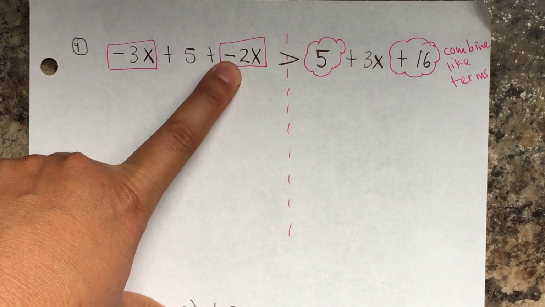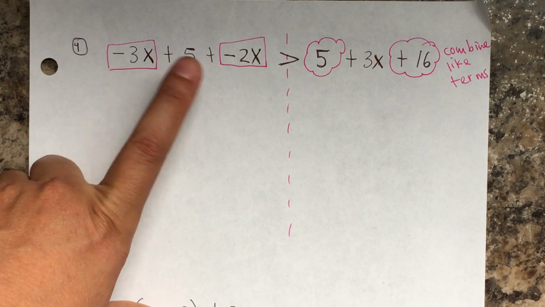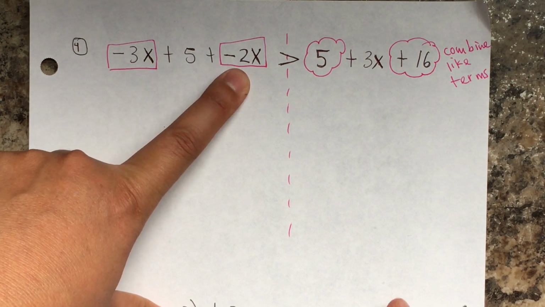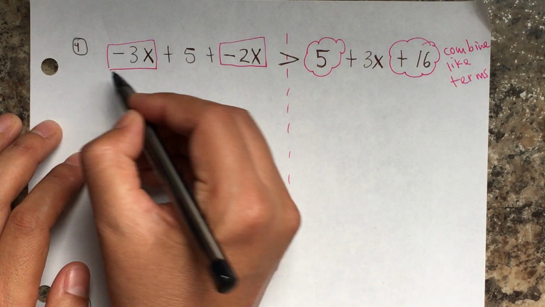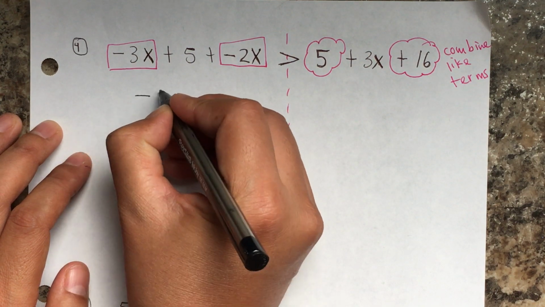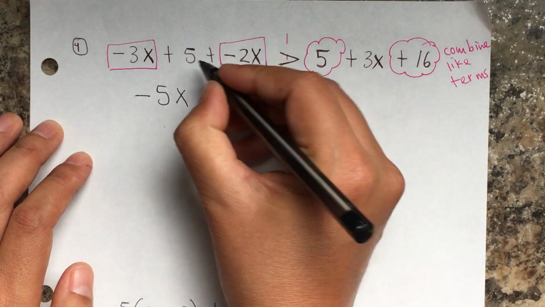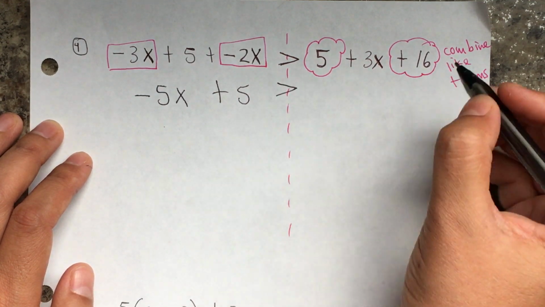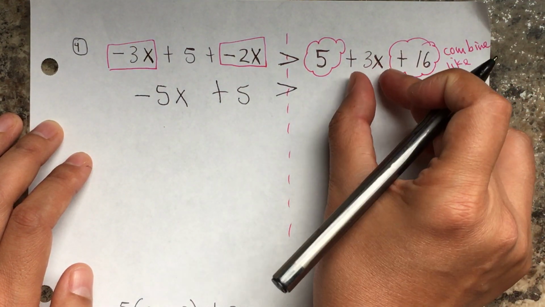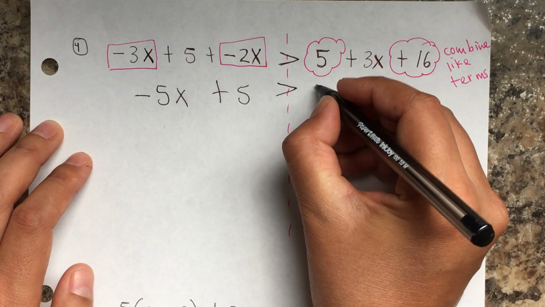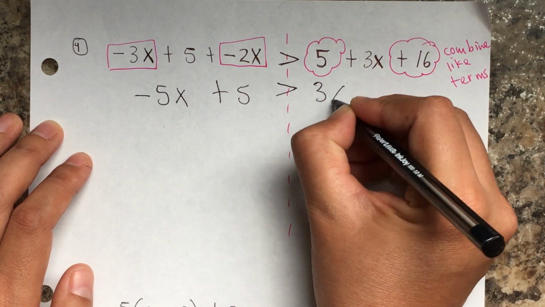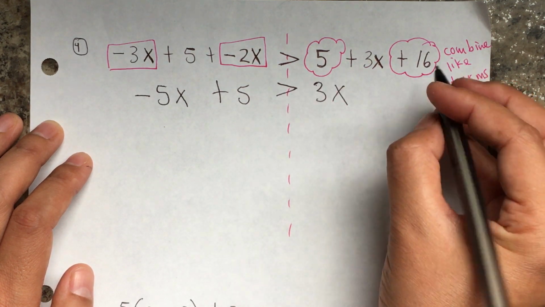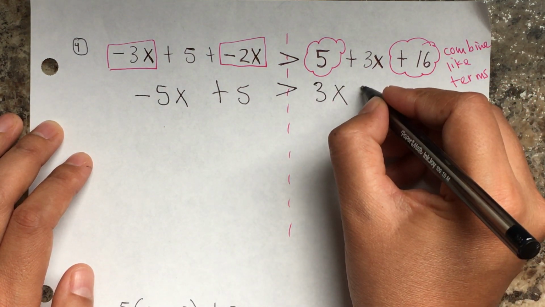Negative 3x and negative 2x, same sign, we add. So negative 3, negative 2, and keep the greater sign. So it's going to be negative 5x plus 5 is greater than, I'm going to put the variable term first, but it doesn't really matter, 3x, and combine these two. 5 plus 16 is 21.